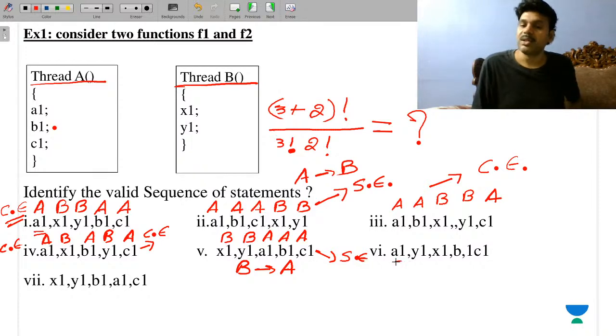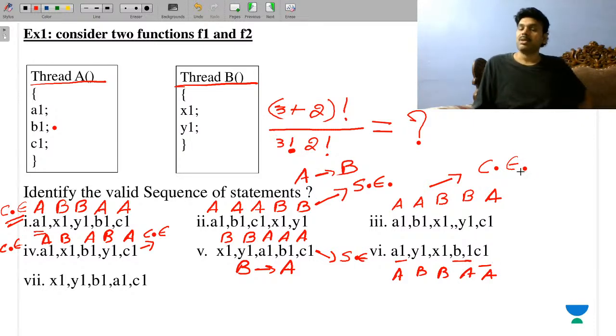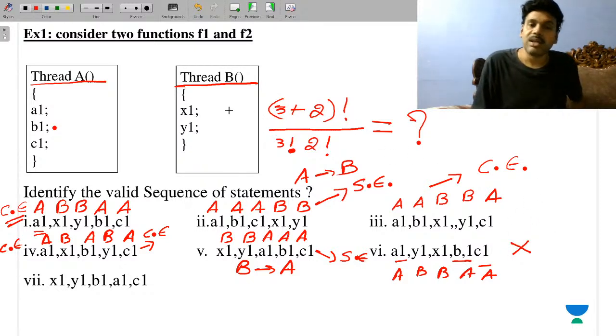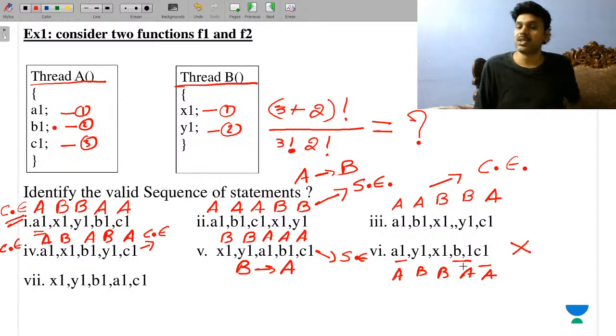Now come to the next. A1 is executed, that means thread A, and Y1 means thread B, X1 means thread B, and B1 means thread A, and C1 means thread A. You may feel that sometimes A is executing, sometimes B is executing, but we will say that this is invalid. Why is this invalid? Because internal swappings must not be done. The statements must be executed in the order given. So first this is executed, then this one, then this one.